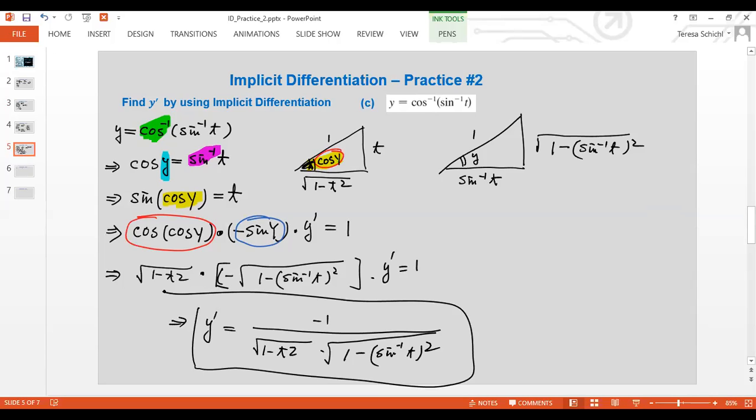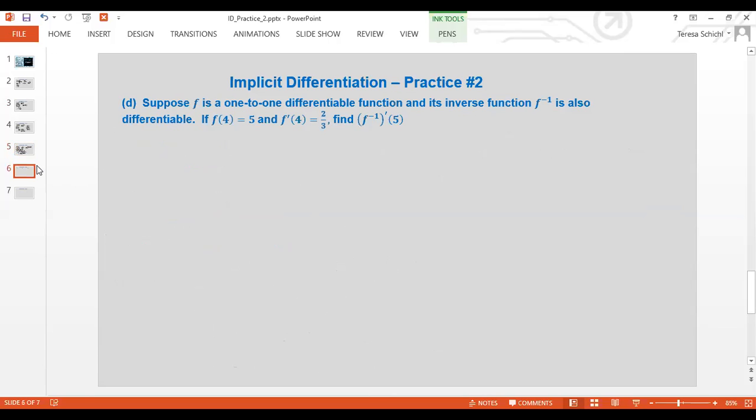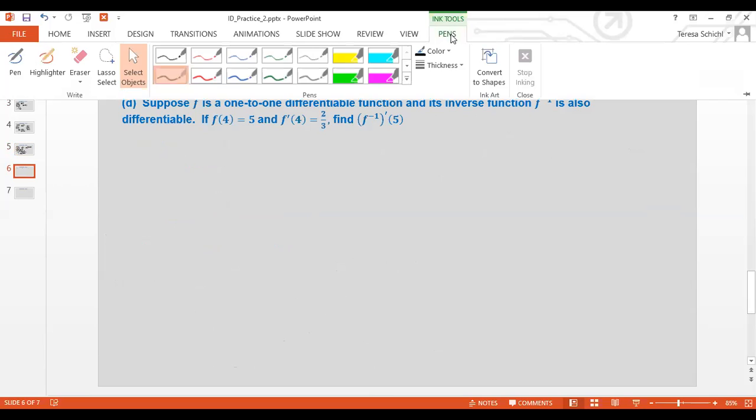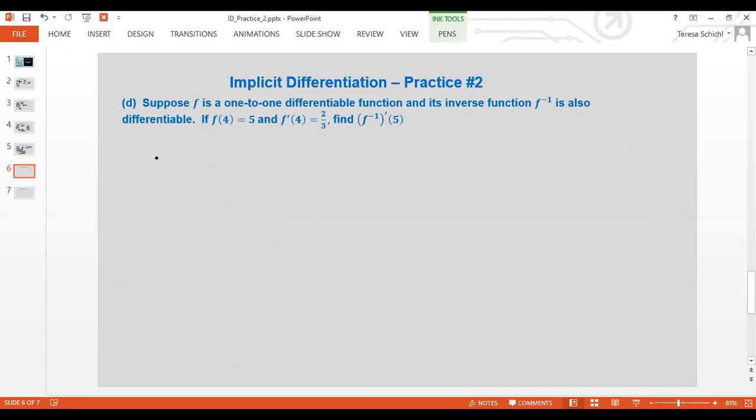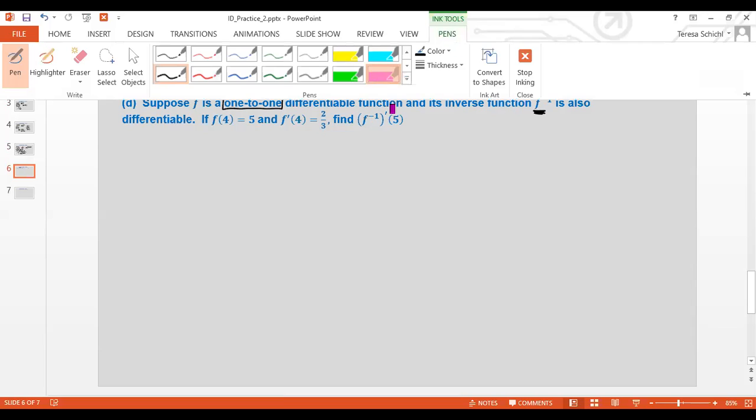Now let's take a look at the next one. This is a very, very important problem. Almost every teacher likes to put one of these problems on the tests. Suppose f is a one-to-one differentiable function. The reason they specifically mention one-to-one is that then f inverse has to have a one-to-one relation. They want to find the first derivative of f inverse.